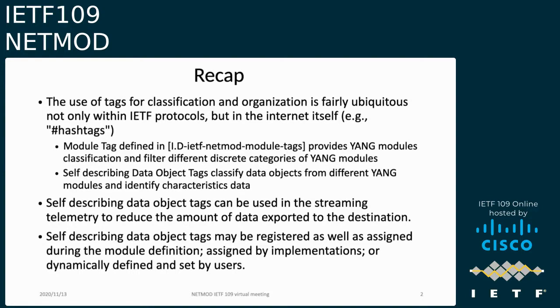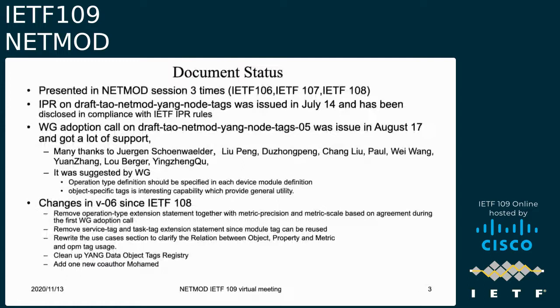For people who don't know what this draft is about, it defines the data object tag. Tags are widely used for classification and organization, not only in IETF protocols but also on the internet. Module tag is one example. It provides YANG module classification, and can classify YANG data models into network element model, network service model, and user group model. We borrow the same concept. We introduced a self-describing data object tag, which can classify management and operation data into several categories. From the category, we can identify the data's characteristics. A typical use case is streaming telemetry, where we can filter the query and reduce the amount of data exported to the client. Next.